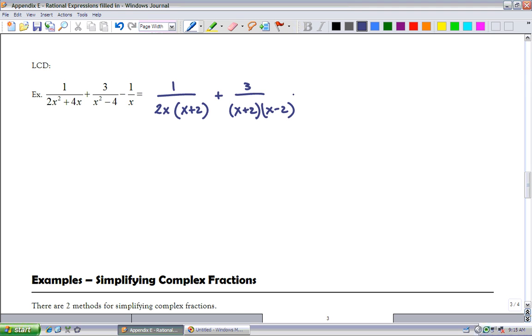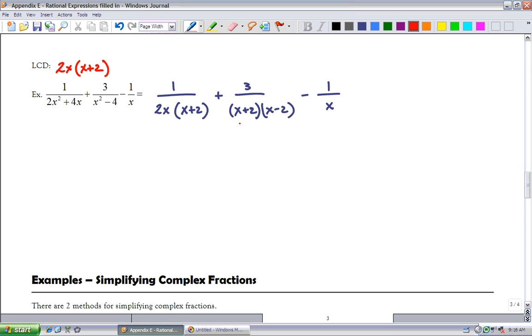Okay, and then our third expression doesn't factor, 1 over x. Now, after we get done looking at that, we can see what our factors are. The first expression has a factor of 2, a factor of x, and a factor of x plus 2. So that has to be in my least common denominator.